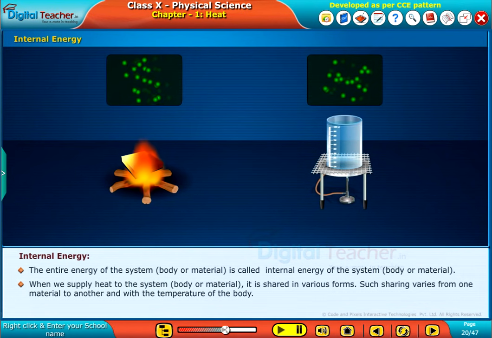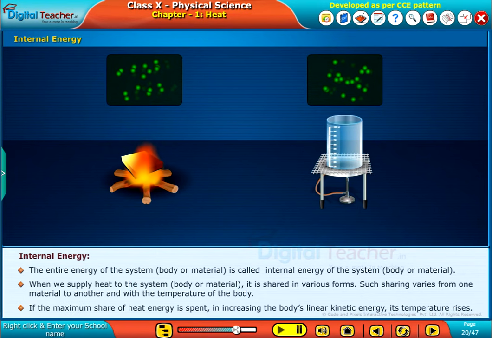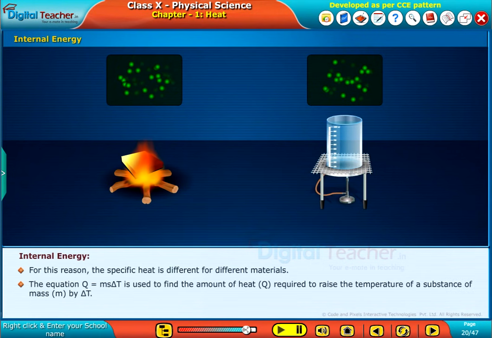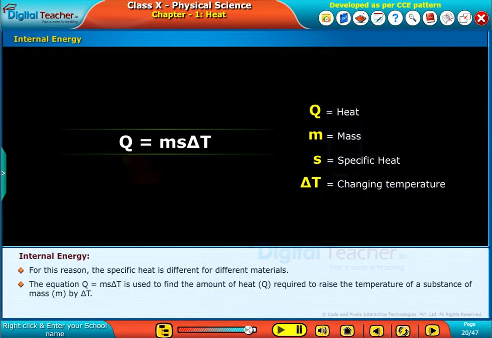When we supply heat to the system, body or material, it is shared in various forms. Such sharing varies from one material to another and with the temperature of the body. If the maximum share of heat energy is spent in increasing the body's linear kinetic energy, its temperature rises. For this reason, the specific heat is different for different materials. The equation Q is equal to ms delta T is used to find the amount of heat Q required to rise the temperature of a substance of mass m by delta T.